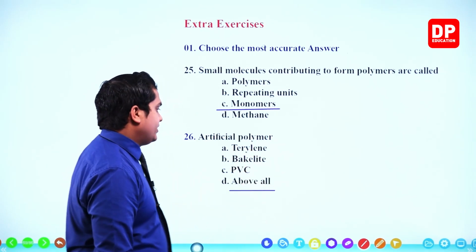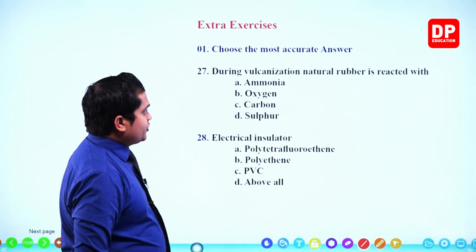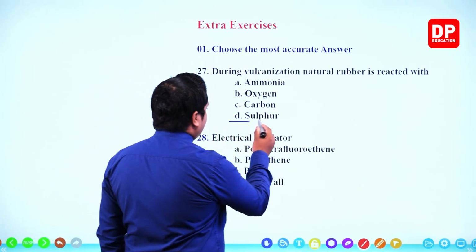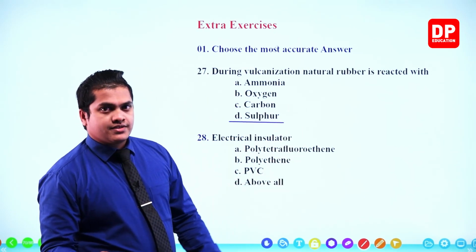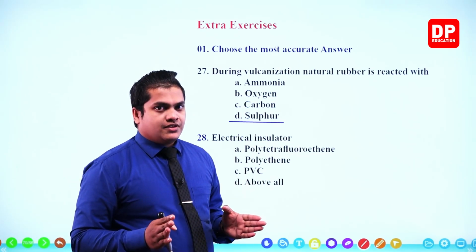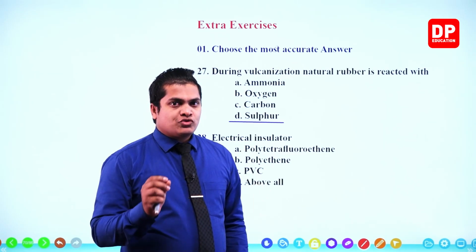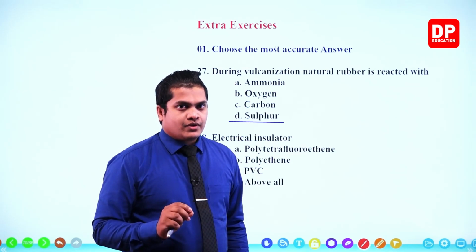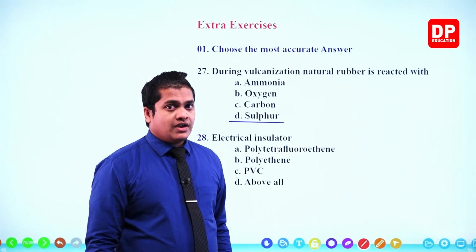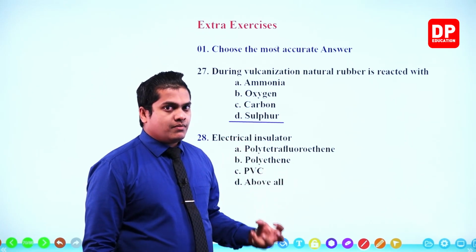Okay, right then. Question number 27. During vulcanization, natural rubber is reacted with, very simple my dear children, sulfur to create crosslinks, right? To create crosslinks, natural rubber is reacted with sulfur. So vulcanized rubber is created by using sulfur. By the reaction between natural rubber and sulfur, we can create vulcanized rubber.